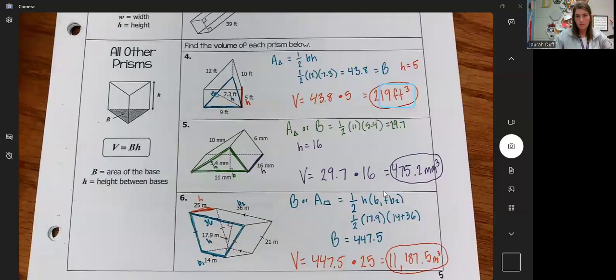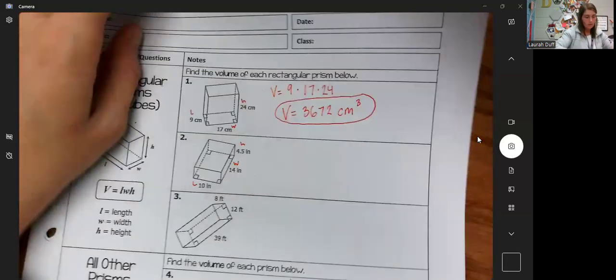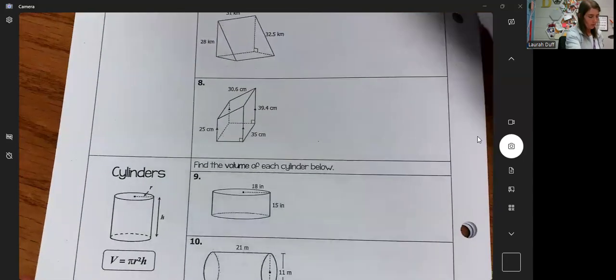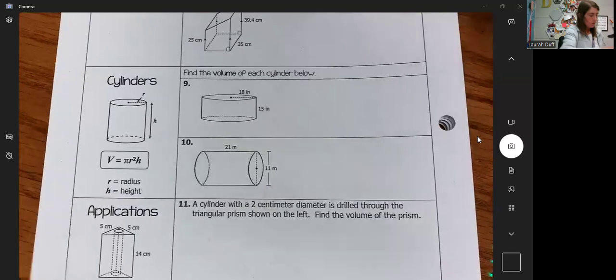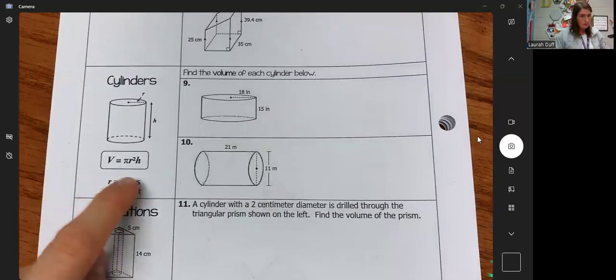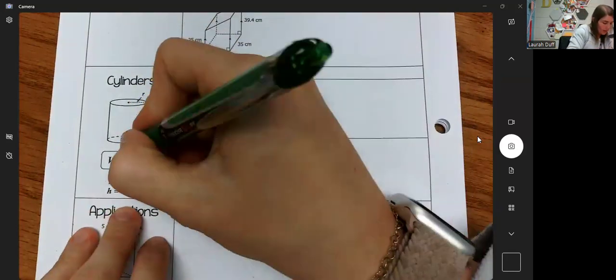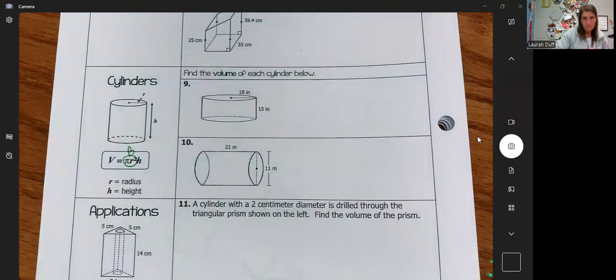I think these are a little more simple than surface area were, but I still want to look at one more shape today. And I want to look at a cylinder. Cylinder, the formula is still area of the base times height, even though it's written as pi r squared, because pi r squared is the area of the base.